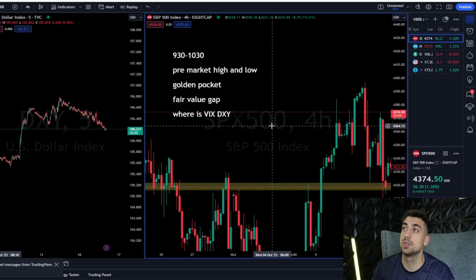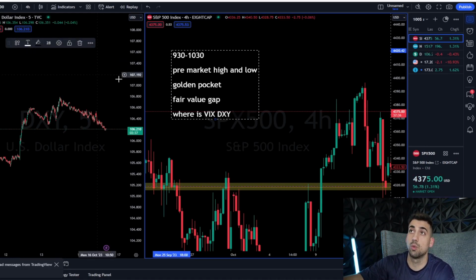You always got to have a time that you're supposed to be trading, because time is as important as price. It gives you certain rules for pre-market highs and lows. Understand if you're in that range, more than likely you're going to chop. So don't look for entries there. That's very certain. And then golden pocket, fair value gap, those two confluences, as well as looking at the VIX and the DXY, understanding where they're going.